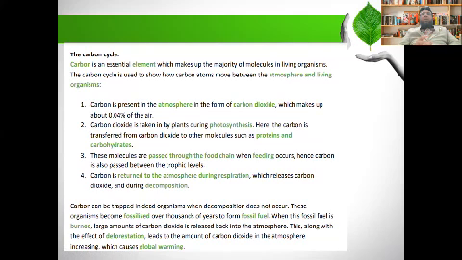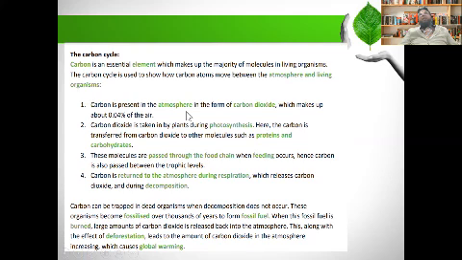Now, in this topic, there are also some nutrient cycles. For example, the first cycle, as you can see here, is the carbon cycle. What is the carbon cycle? Carbon is an essential element which makes up the majority of molecules in living organisms. The carbon cycle is used to show how carbon atoms move between the atmosphere and living organisms. There are basically four steps. In the first step, carbon is present in the atmosphere in the form of carbon dioxide, and you know that carbon dioxide gas is 0.04% of the air.